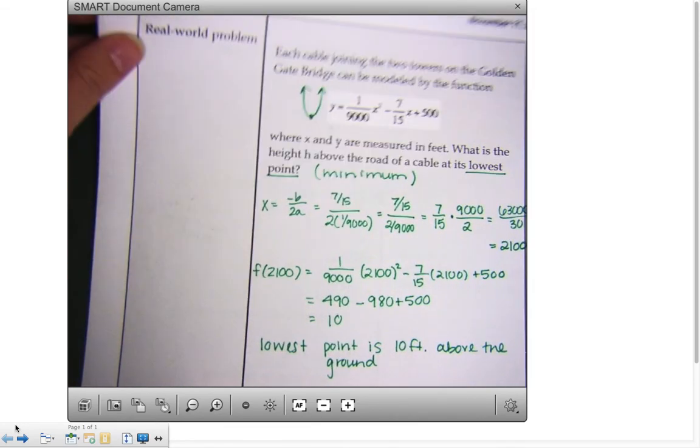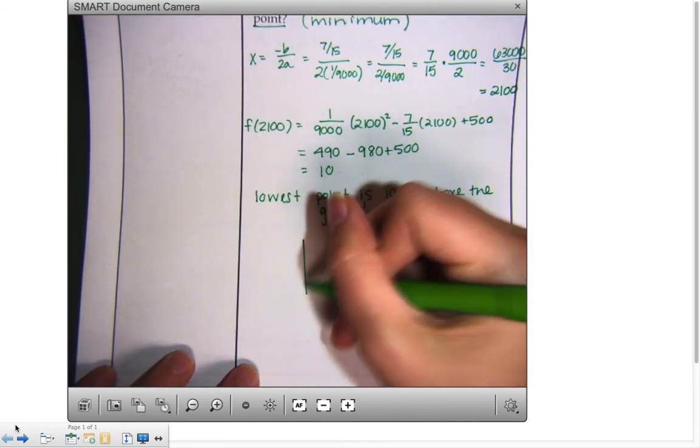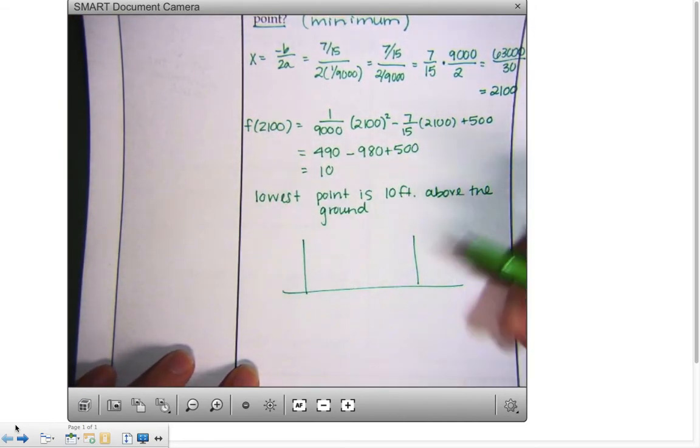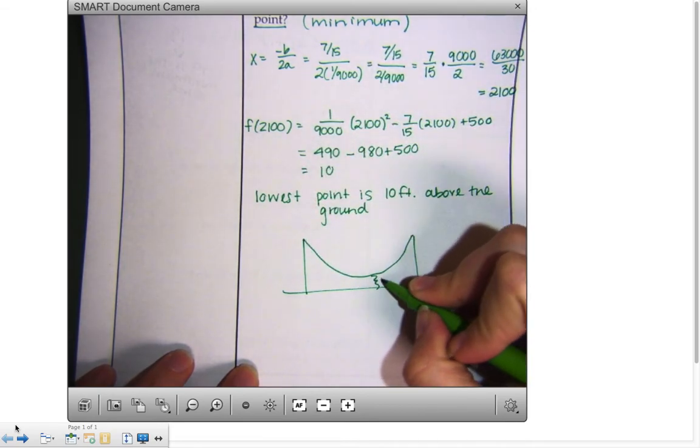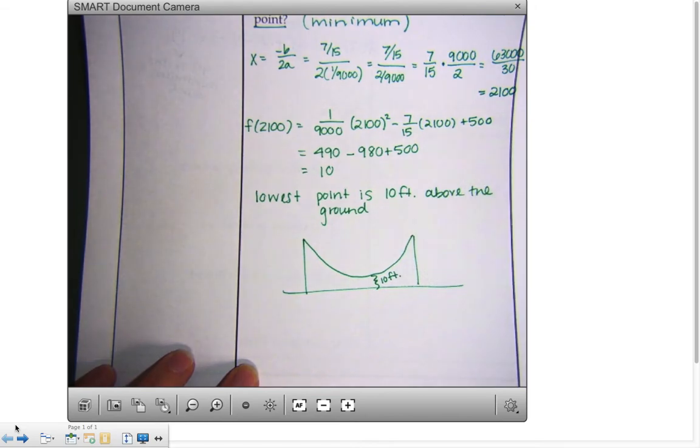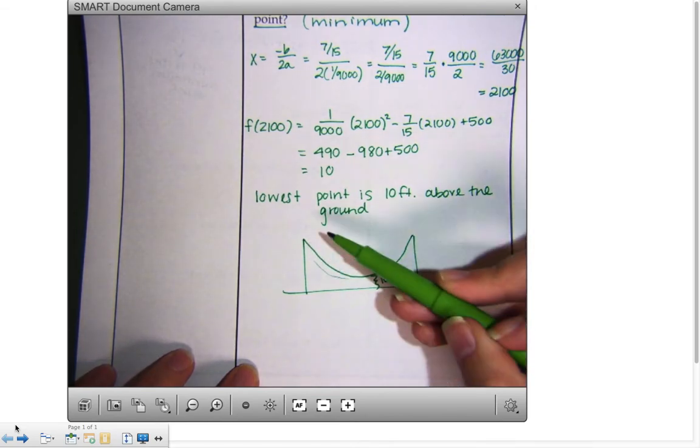So what we're talking about is the cables on the bridge. So if you have the cable, this distance at its lowest point would be 10 feet. Here's your parabola that the cable makes.